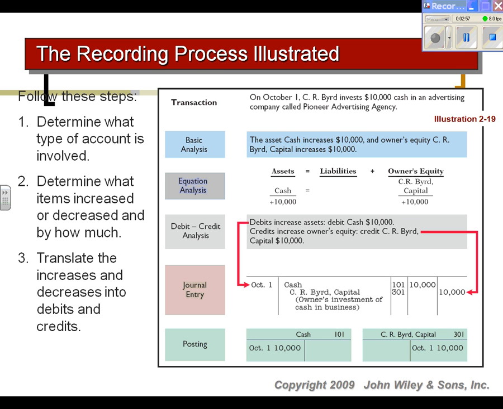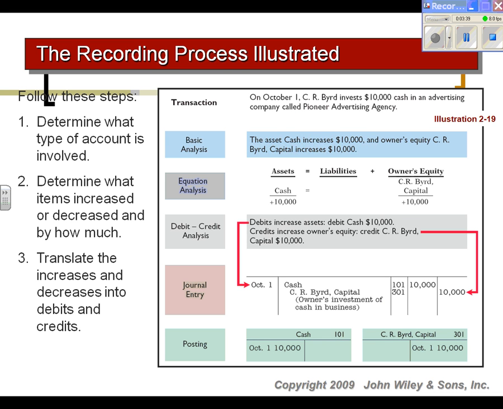So we're at the debit credit analysis. If I want to increase an asset, asset is on the left side of the equation. Left means debit. So I'm going to debit an asset account, the cash. Capital, I'm going to increase my capital account by 10,000. Owner's capital is on the right side of the equation. I've got to get my lefts and rights correct. Owner's capital is on the right side of the equation. I'm going to increase a capital account. Right side, right means credit, so I'll credit that account.